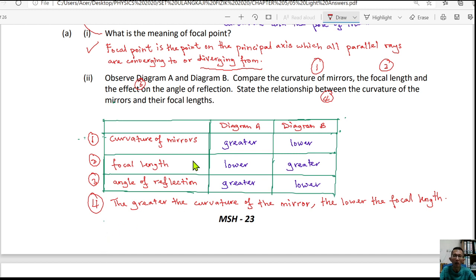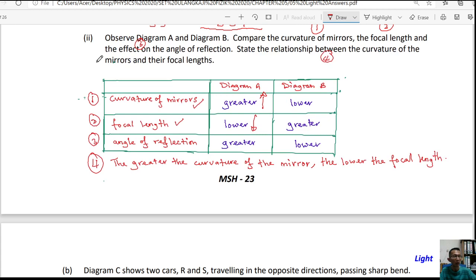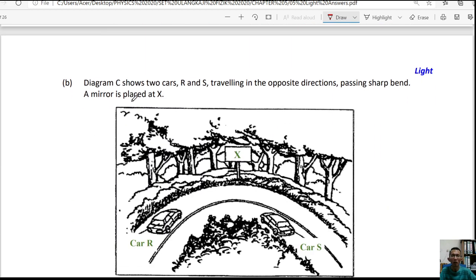Okay, so the curvature of the mirrors, we want to relate this and the focal point. You see here, the greater the curvature of the mirror, the lower the focal length. All right, so the greater the curvature of the mirror, the lower the focal length. Very easy, right? Okay, let's move on to the next one.